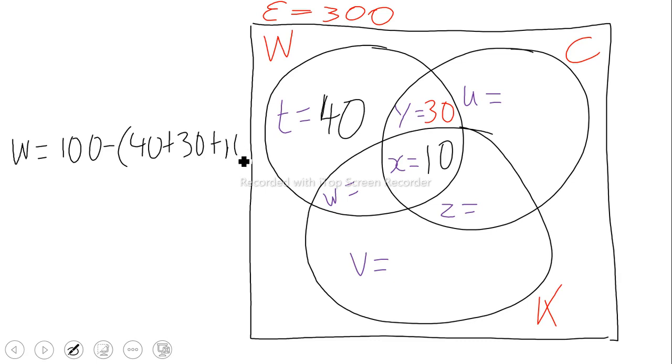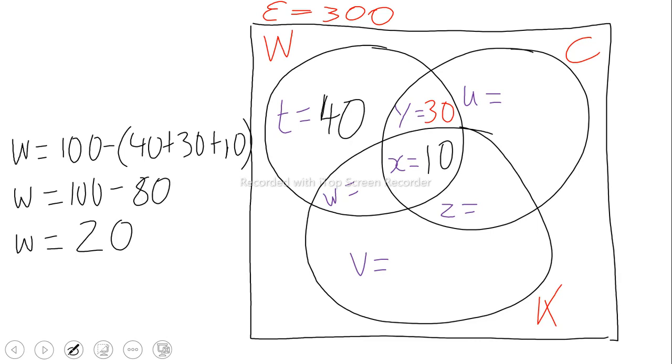So W is going to be equal to 100 minus, 40 plus 30 is 70, plus 10 is 80. So 100 minus 80 is 20. So W is 20. Yeah. Good. All right.